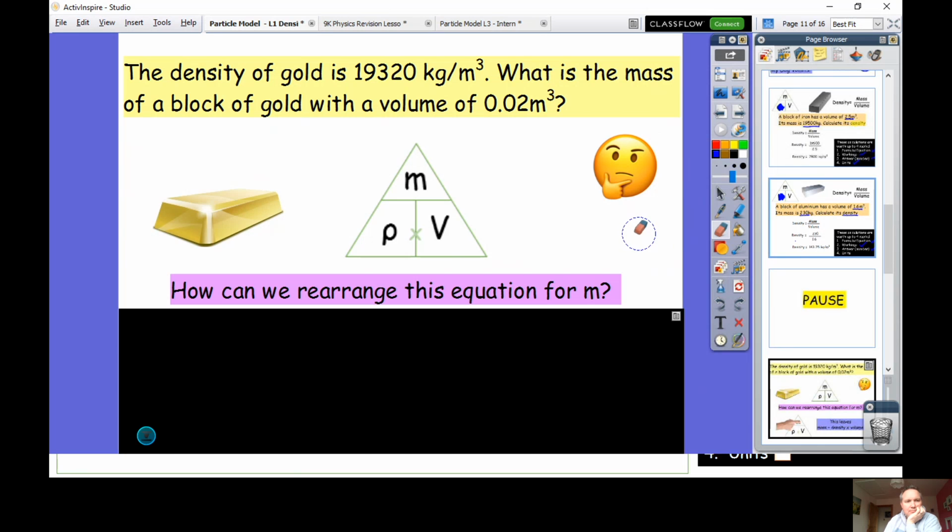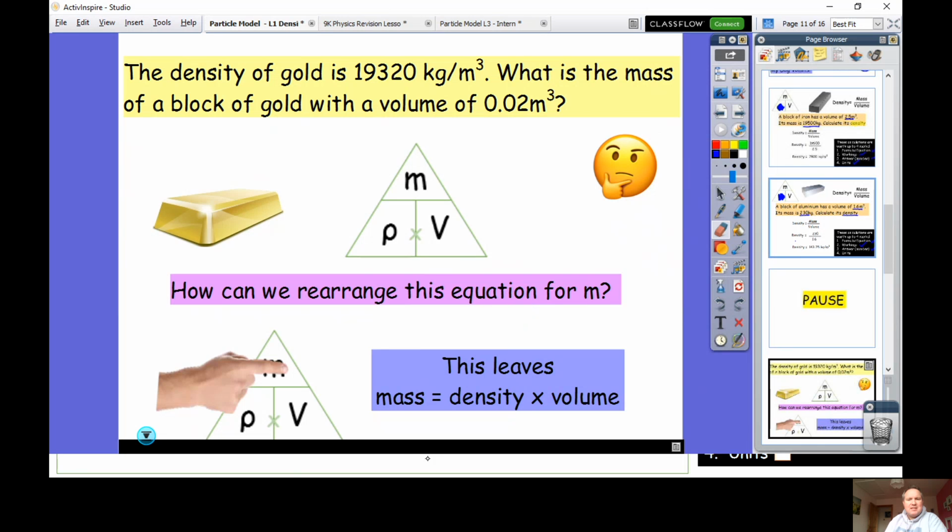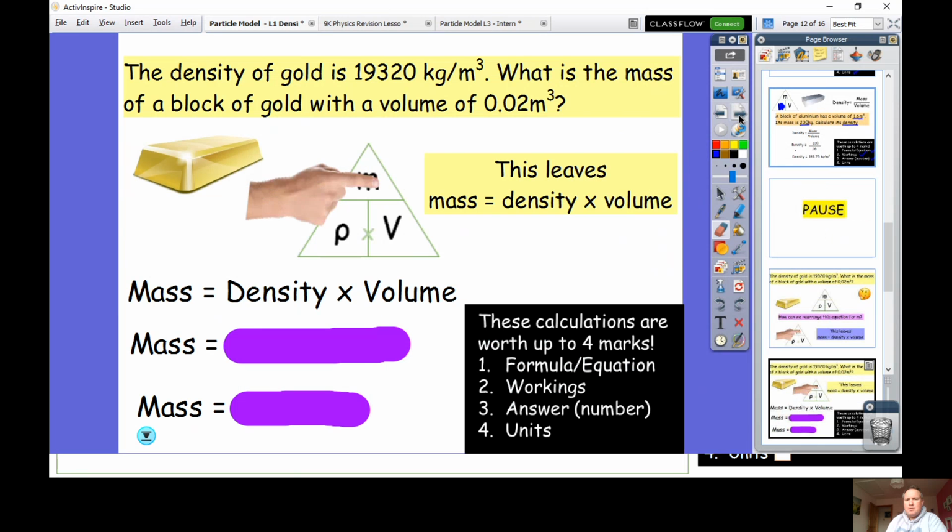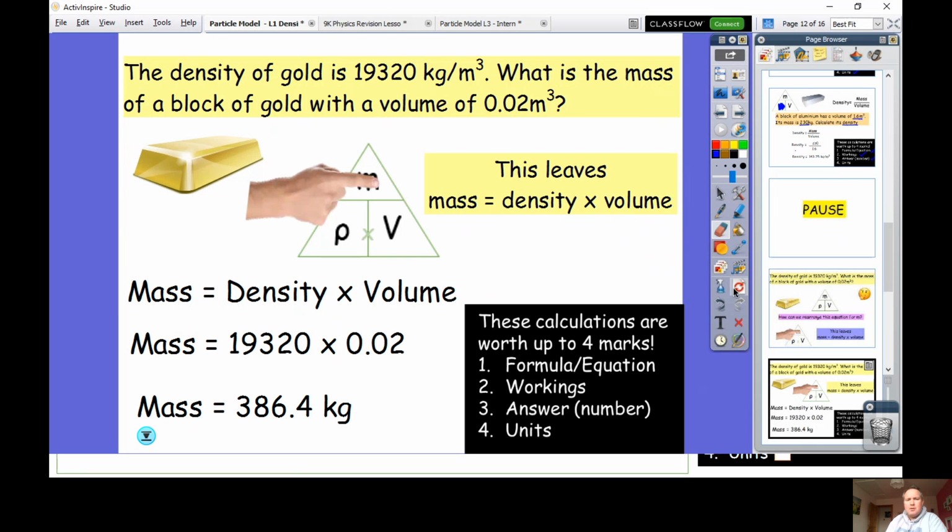Let's look at each one in turn. The density of gold is 19,320. What's the mass of the block of gold with a volume of 0.02 meters cubed? Let's have a look. Using our triangle, mass is density times volume. So we do our sum. Mass is density times volume. The density is 19,320. The volume is 0.02. So the mass is 386.4 kilograms. 1, 2, 3, 4 ticks.